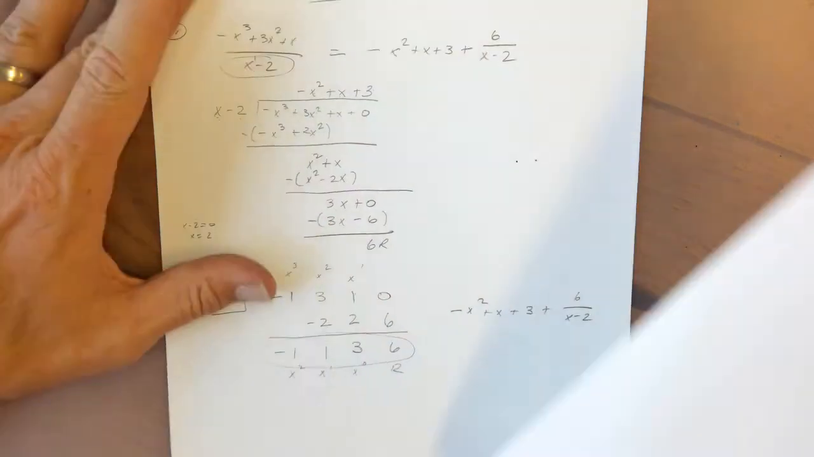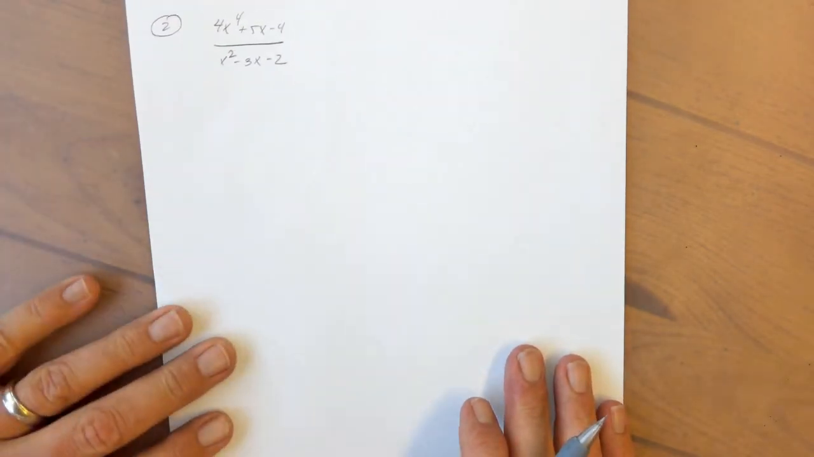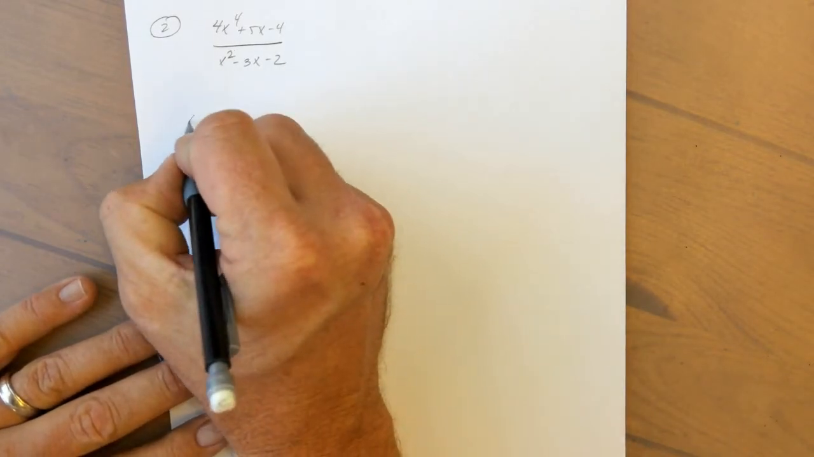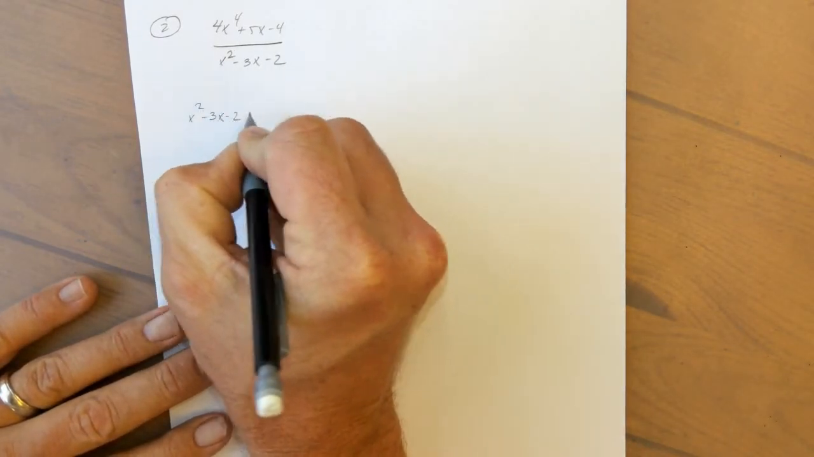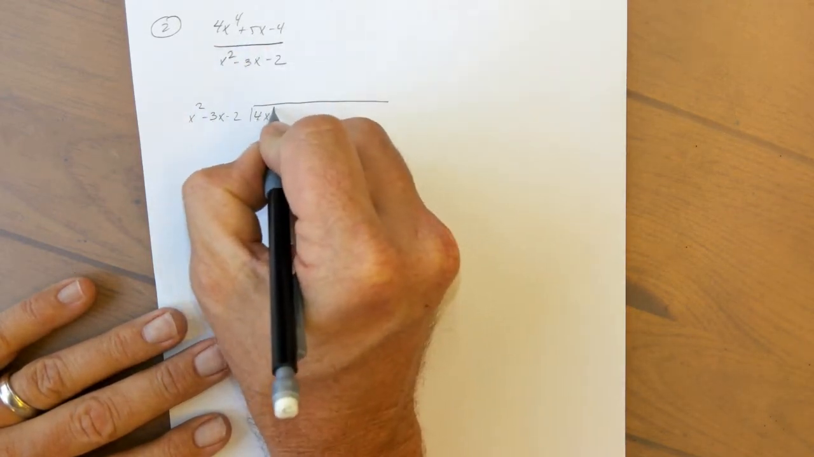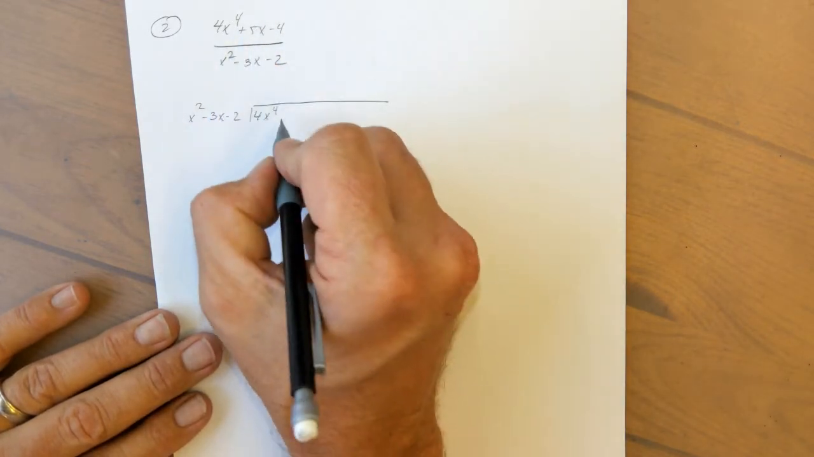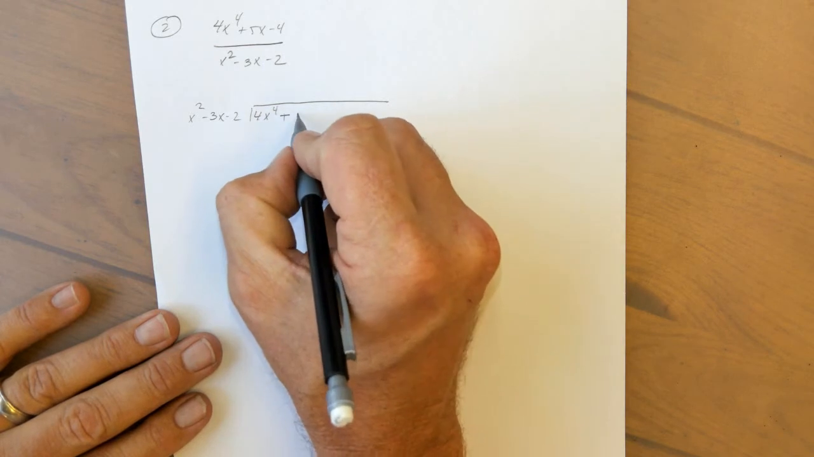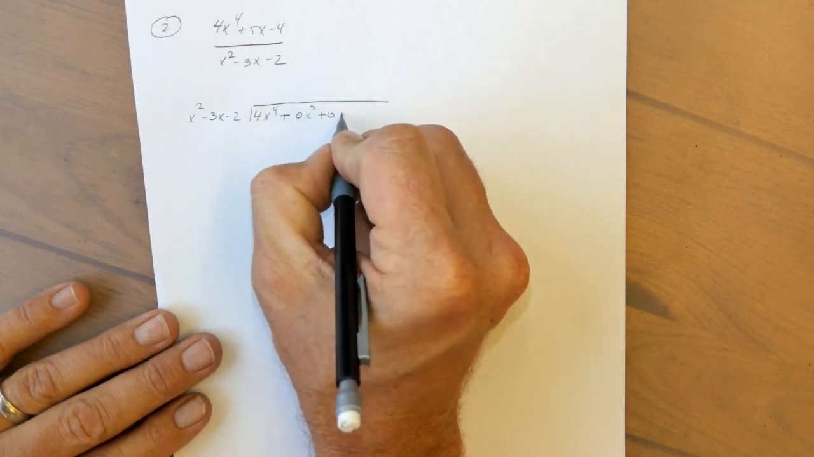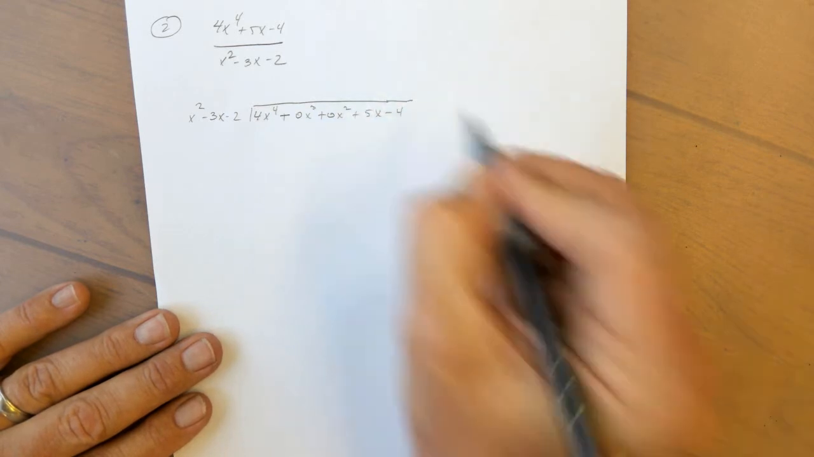Okay, let's look at one more where we are dividing, but now we're dividing by a nonlinear one. So specifically what we have here is a quadratic. So we can only use long division. So x squared minus 3x minus 2 is our divisor. And then in our dividend, we have 4x to the fourth. Now notice there's no x to the third or x to the second term. So we want to have placeholders there. So we have a 0x to the third plus 0x squared. Then we have the 5x and then the minus 4.